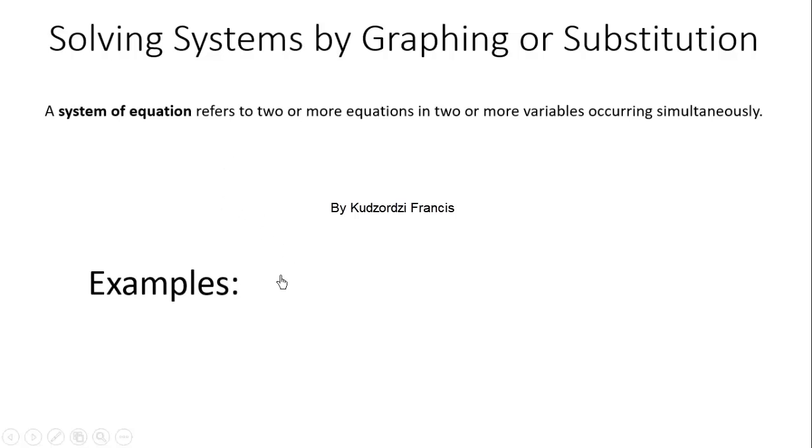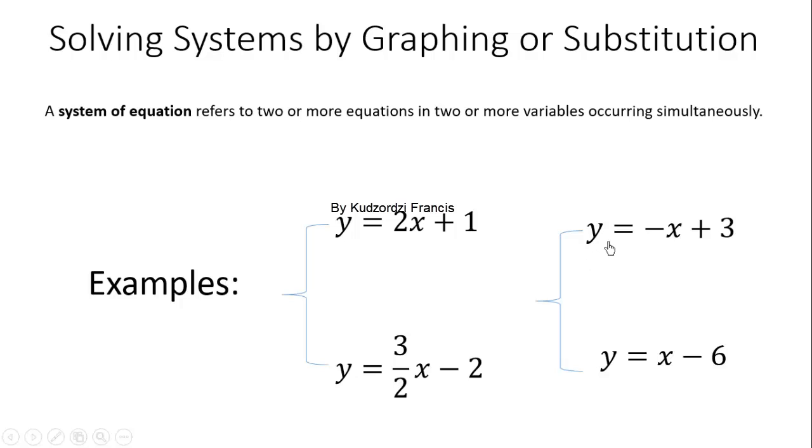So an example of a system of equations in two variables, that is a system of two linear equations in two variables, is this: y is equal to 2x plus 1 and y is equal to 3 over 2x minus 2. Another example is y equals negative x plus 3, y equals x minus 6. So all these are systems.